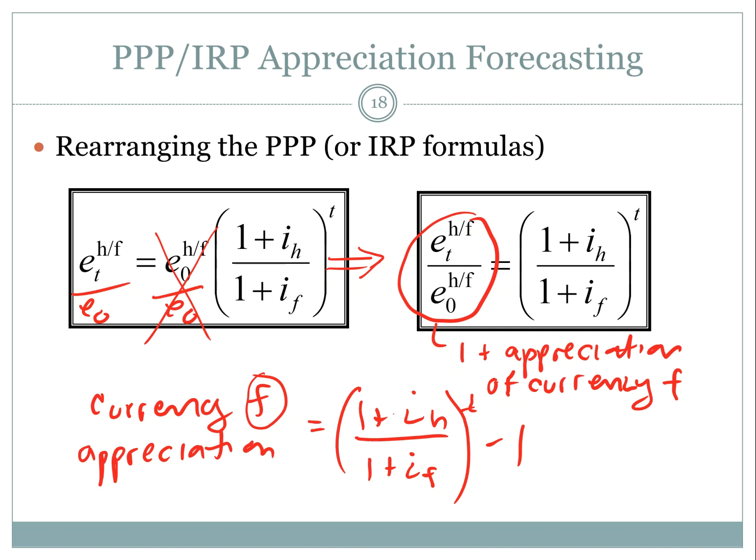I've lost all of you, but let me give you the easy answer. What if I just told you that inflation in the US is 4%, inflation in Euroland is 2%? What's going to happen to the euro? More valuable versus the dollar. Is the euro going to appreciate or depreciate? Appreciate. Right, it's going to be one of those.